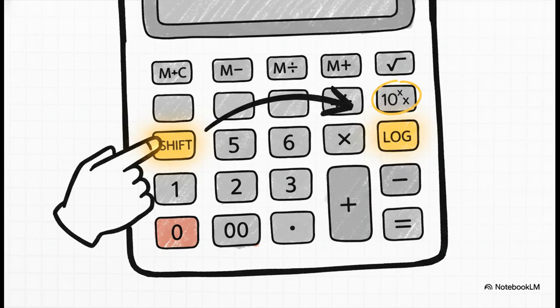Okay, time to grab your calculator. Seriously, go find it. We're looking for one specific button. Find your log button. Now look right above it. You should see a little 10 to the x. That's the inverse log function, and it's going to do all the heavy lifting for us.